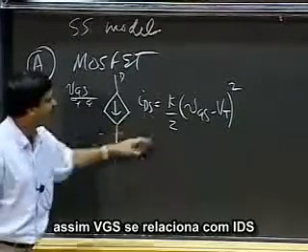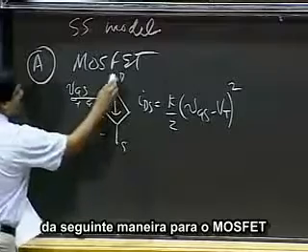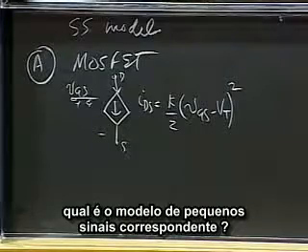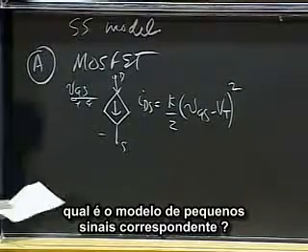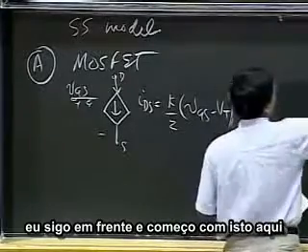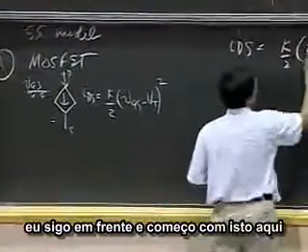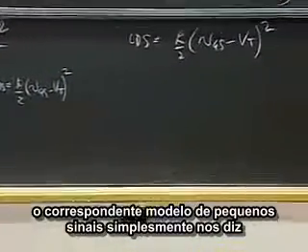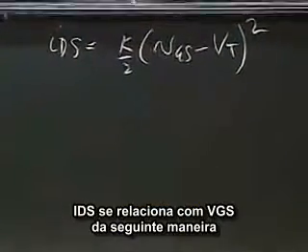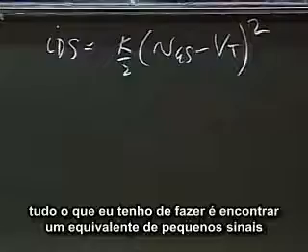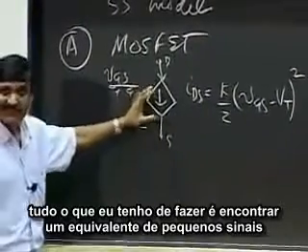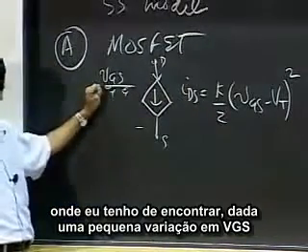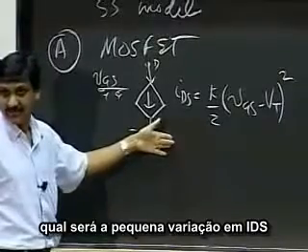So VGS relates to IDS in the following way for the MOSFET. That's IDS is K by 2, and that's my square law relationship. So what's a corresponding small signal model? I go ahead and start with this. The corresponding small signal model simply says that IDS relates to VGS in the following way. So all I have to do is find a small signal equivalent where I need to find out, given a small change in the input VGS, what is a small change in the IDS?